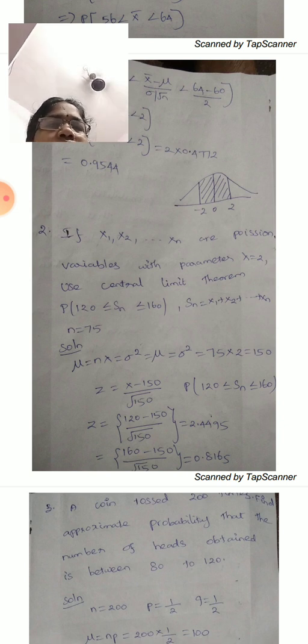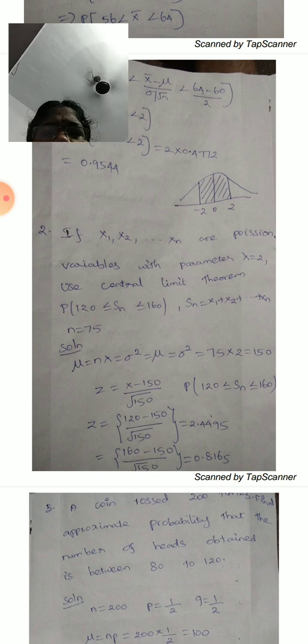Here the given problem is a Poisson distribution. Therefore, already we know that for the Poisson distribution we take mu equal to n into lambda, and sigma squared equal to mu. Here n is 75, and lambda is 2, therefore 75 into 2, the answer is 150.